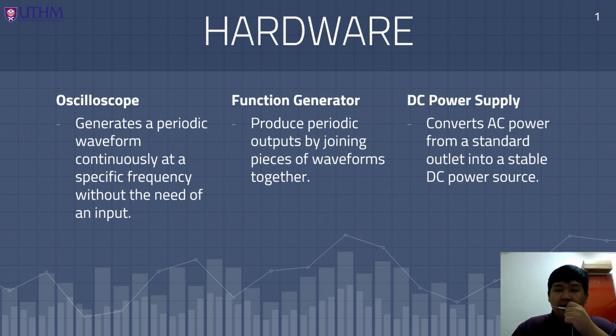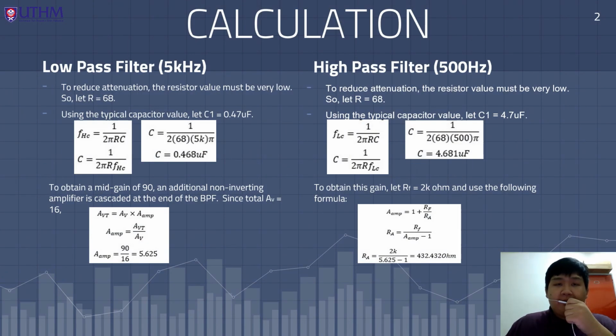And the next is the DC power supply, which is used to convert AC power from a standard outlet into a stable DC power source. So next is the part of the calculation. To design a third order bandpass filter, we used a second order low pass filter, a first order low pass filter, a second order high pass filter, and a first order high pass filter, which are cascaded into one circuit.